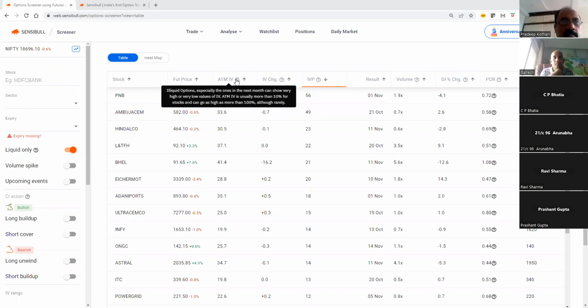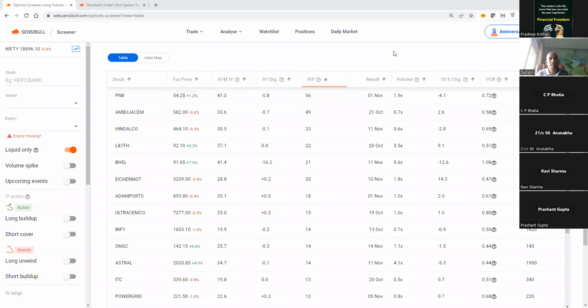So 56 IVP is saying that 56% of the times the ATM IV of PNB would be less than 41. This is what IVP says. This is higher IV. Currently PNB is high. This is what it wants to say. Percentile we understand. Higher the percentile means, if it is 90, then 90% of the times the IV is on the lower side. It is not usually that high, it should be lower.